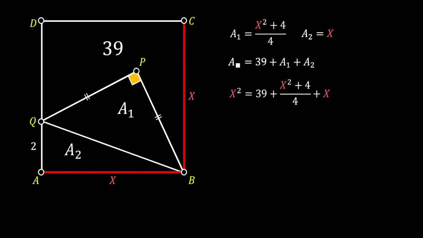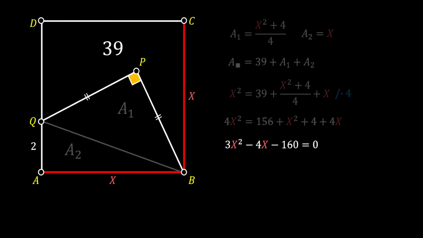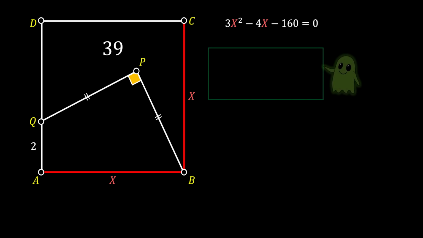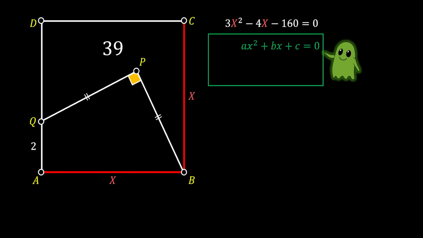Now we can simplify this equation by multiplying everything with 4 to get rid of the fraction, and finally we will put all terms on the left side of the equation in order to get this really nice quadratic equation of 3x squared minus 4x minus 160 equals 0. Of course, you can solve this equation in multiple ways, but I will choose my favorite one, the quadratic formula.